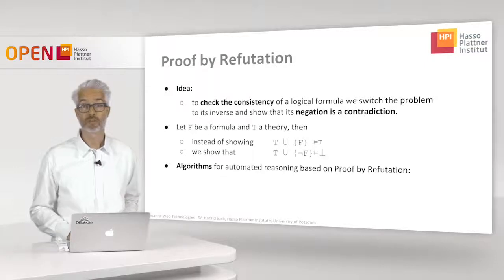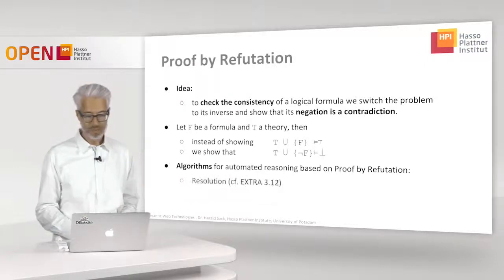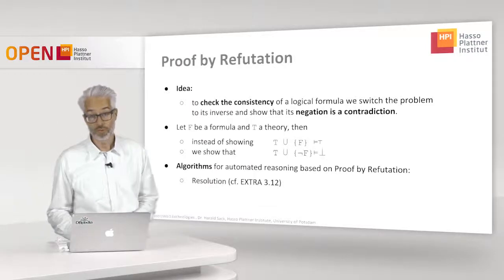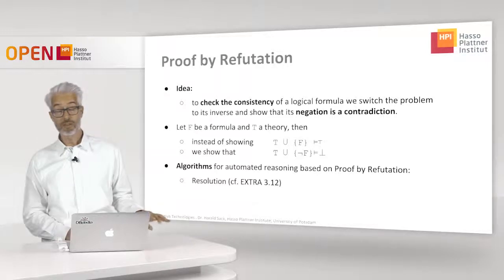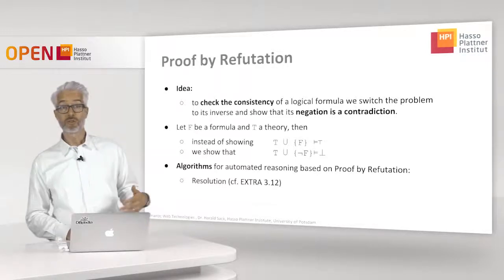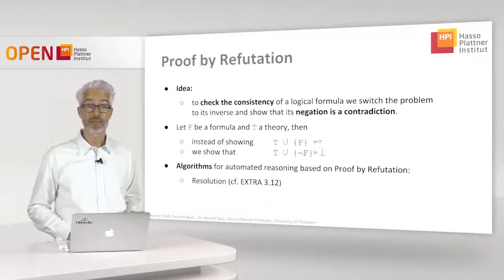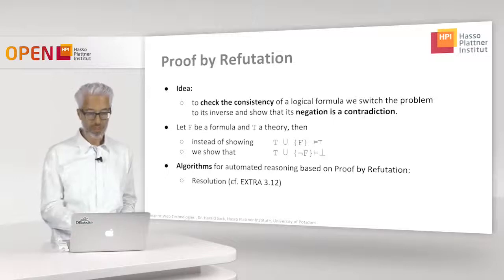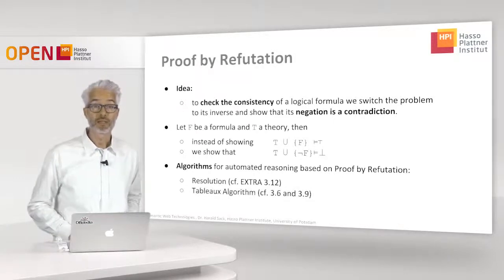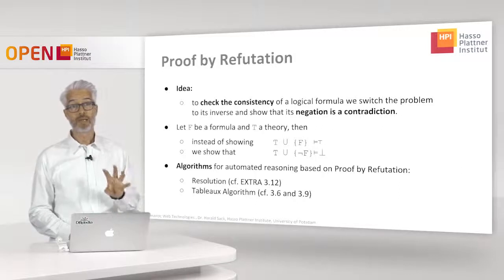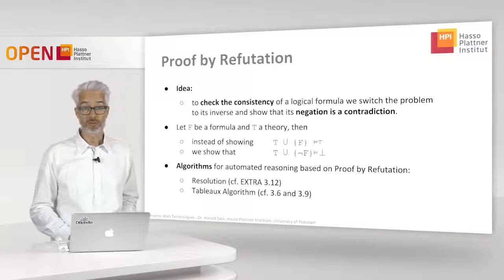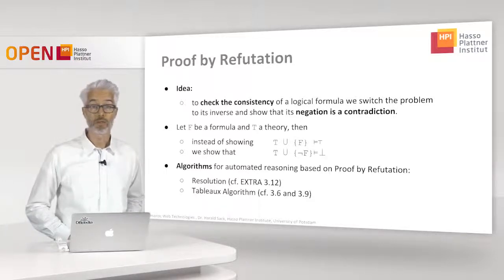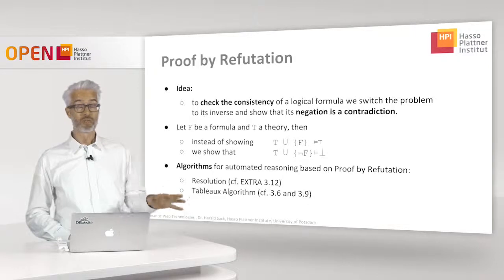The algorithms for automated reasoning that are based on proof by refutation are first the resolution. We will not talk about the resolution algorithm in the course of this course, but if you are interested, there is an extra part at the end of the course, extra 3.12, where we will talk shortly about resolution. And the other one is the Tableaux algorithm. This is the main algorithm for automated or mechanized reasoning in this course. We will talk about it today in 3.6 and also in 3.9, where we apply the Tableaux algorithm to description logics.